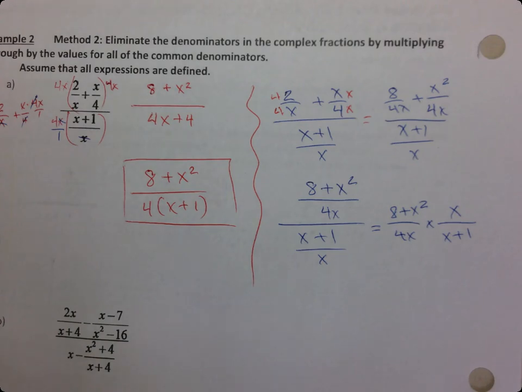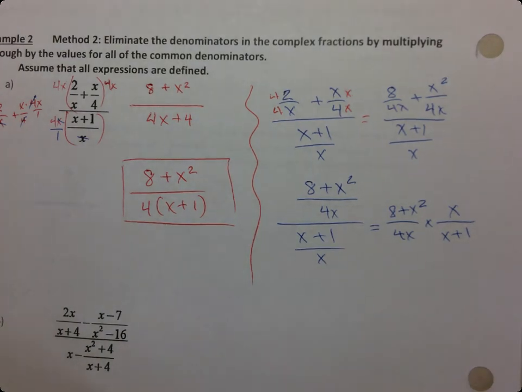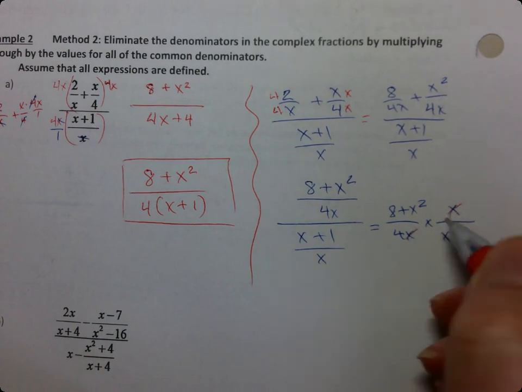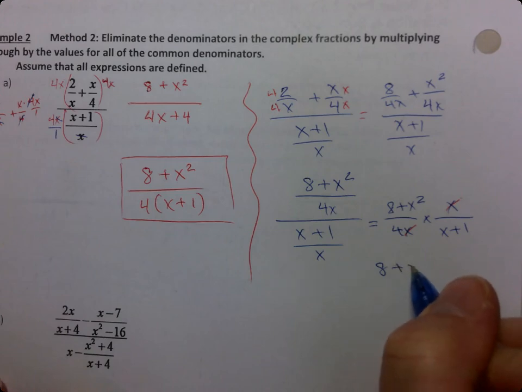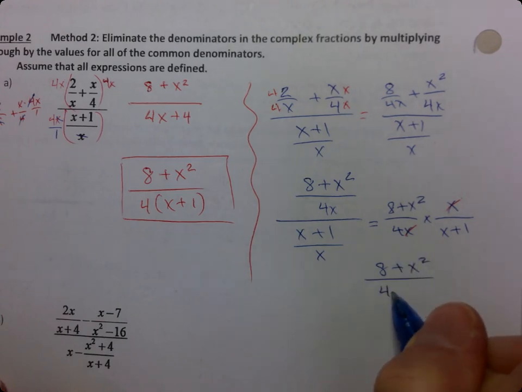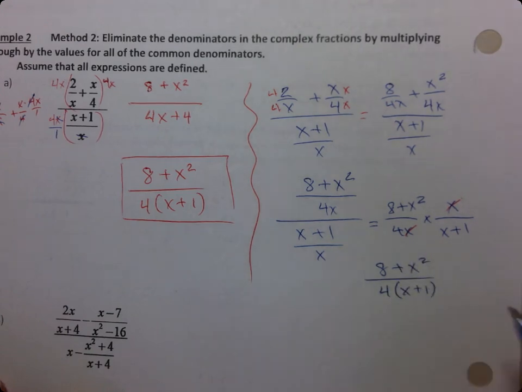I feel like I have an extra x here. Yeah. So something does cancel, and it should be this x right here, not this one, but this one here. And do you see what's left on the top? 8 plus x squared, and what's left on the bottom? 4 times x plus 1.